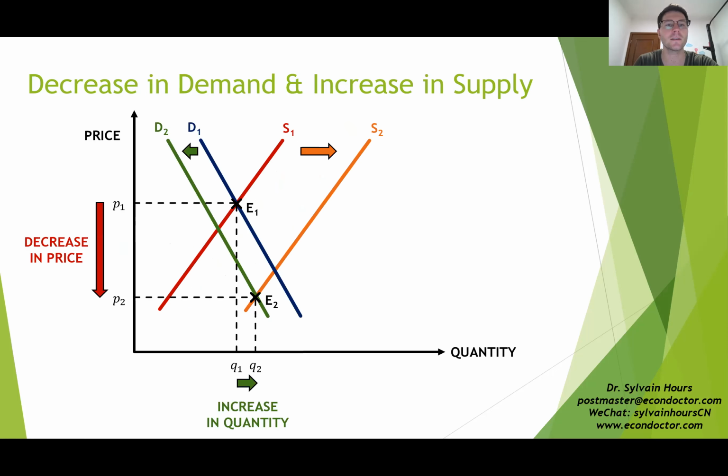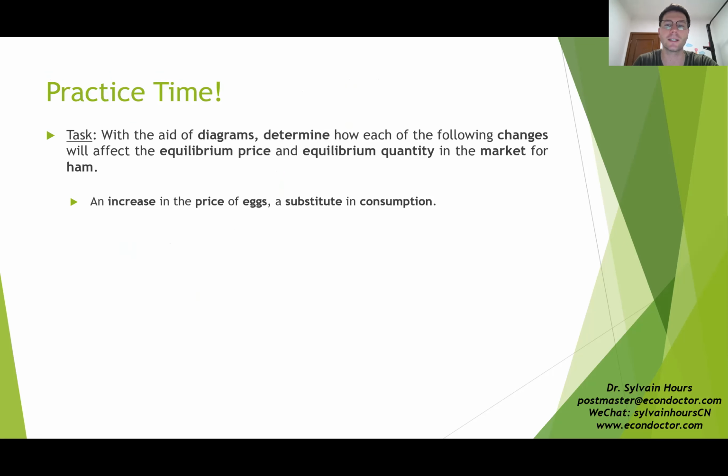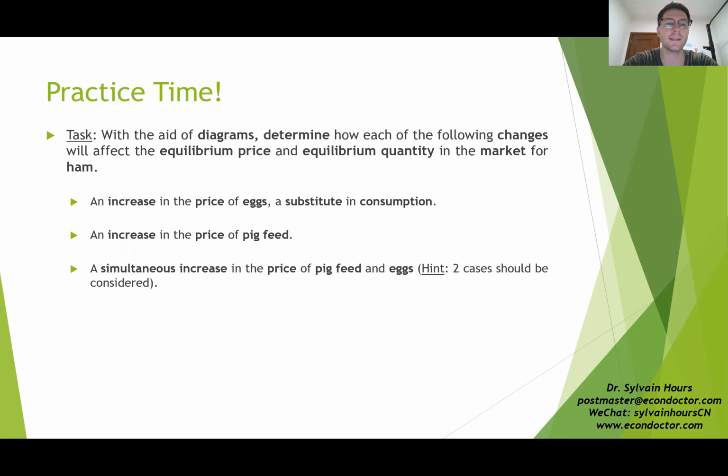And then at the end, there is one exercise where we look at the market for ham, and I consider 3 possible changes: an increase in the price of eggs, a substitute in consumption, could be a complement, but I assume that it is a substitute because both ham and eggs are a source of protein. So what happens? Of course, it's going to shift demand. It's going to increase the demand for ham.